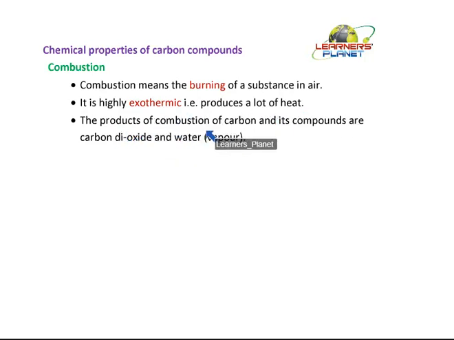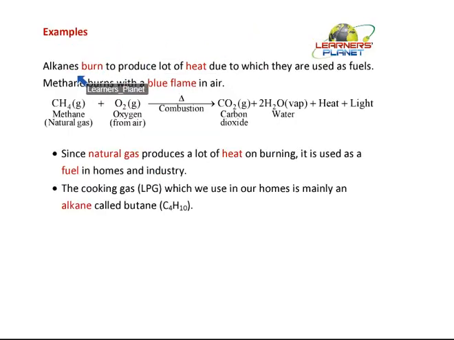Now the products of combustion of carbon and its compounds are carbon dioxide and water. Let's see a few reactions. For example, alkanes burn to produce a lot of heat, due to which they are used as fuels. Methane burns with a blue flame in air. What is methane? CH4. It burns in air, reacts with oxygen and forms carbon dioxide, water vapors, heat and light.